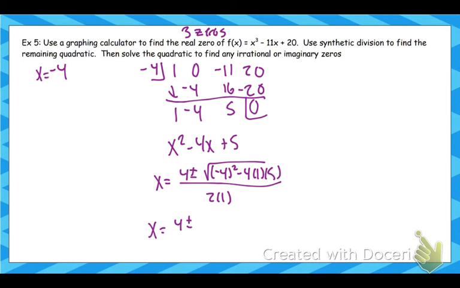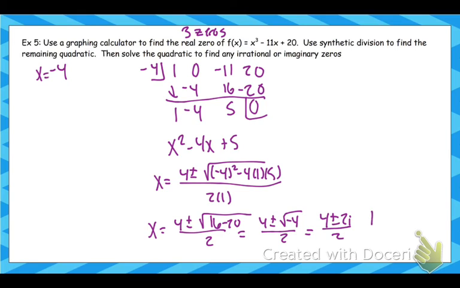All right, so 4 plus or minus the square root of 16 minus 20 over 2. So square root of negative 4. The square root of negative 4 is 2i. And both the 4 and the 2 are divisible by 2. So I end up with 2 plus or minus i.